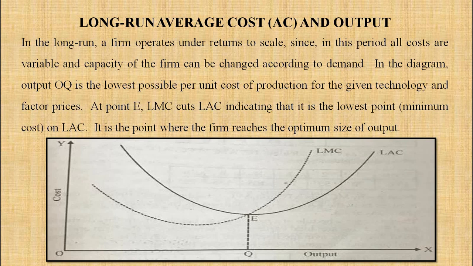In the diagram, the output OQ is the lowest possible per unit cost of production for a given technology and factor prices. At point E, the long run LMC curve, marginal cost curve, cuts the LAC curve, long run average cost curve, indicating the lowest point, minimum cost of LAC. It is a point where the firm reaches the optimum size of the output. This is about the long run average cost and output.